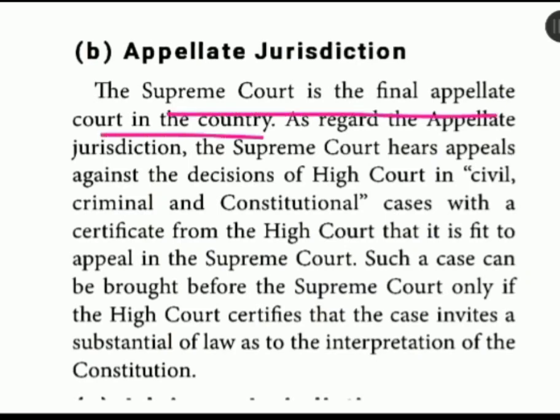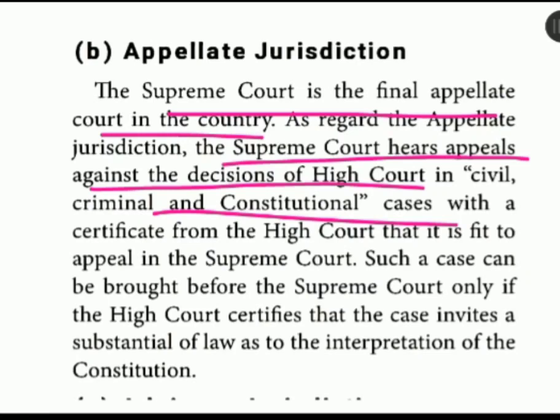See, the Supreme Court is the final appellate court in the country. Regarding that appellate jurisdiction, the Supreme Court hears appeals against the decisions of the High Court. In what cases? Civil cases, criminal cases, as well as constitutional cases, but the person has to produce the certificate. Okay, he has to produce the certificate of the High Court to the Supreme Court. Then only will it be fit to appeal, and then only can the case be appealed in the Supreme Court.